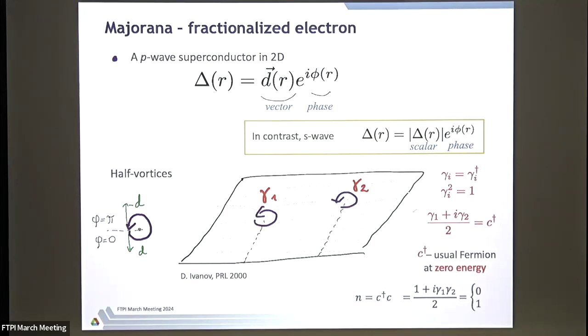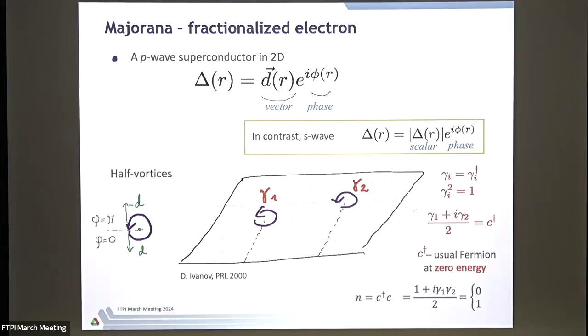In the usual vortices in the S-wave superconductors, we have the intragap states called Caroli-de Gennes-Matricon states. Here we also get those states, but there is one very special state which is sitting exactly in the middle of the gap at zero energy. If you look at the Bogoliubov quasi-particle which corresponds to this state, it is self-conjugate. So in this sense, you could say it's real. In fact, if I square this operator, I end up with one.